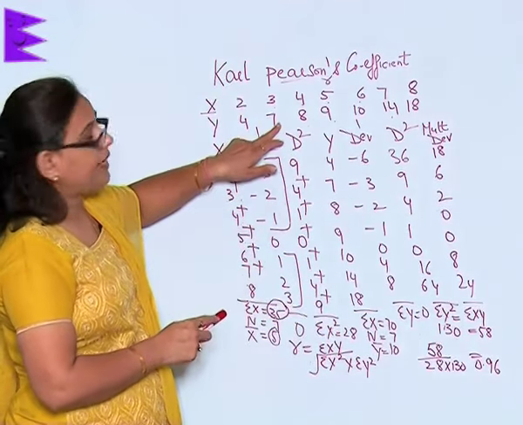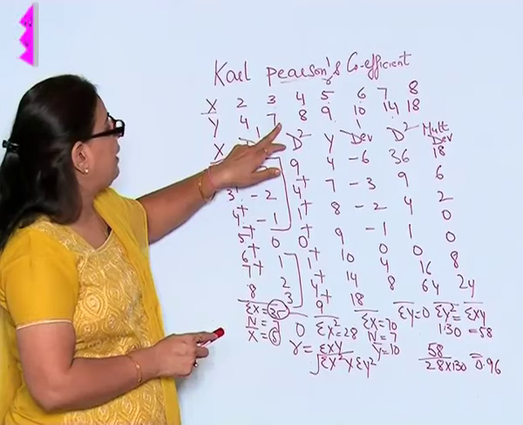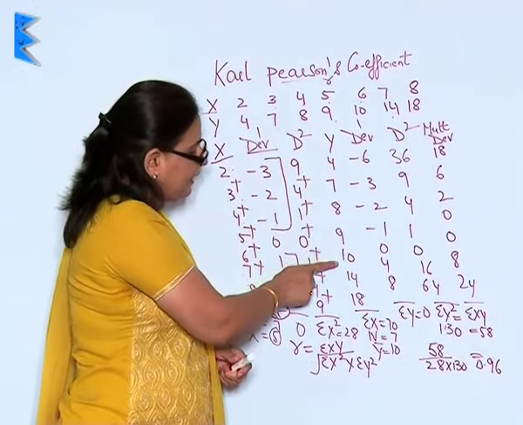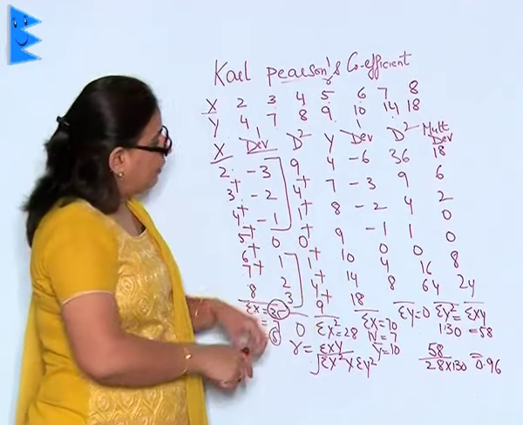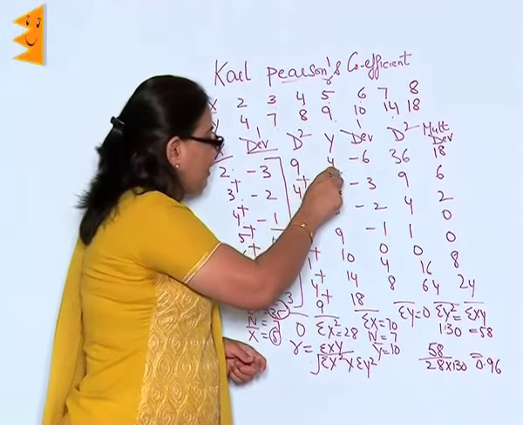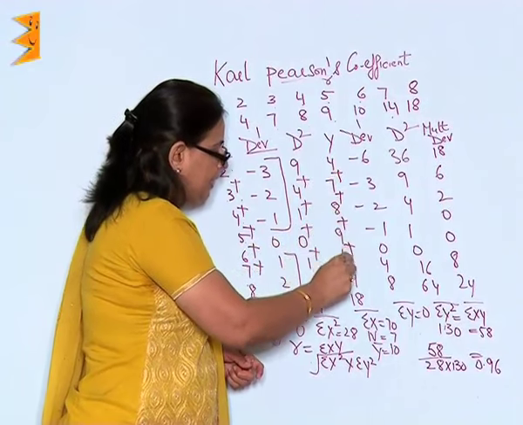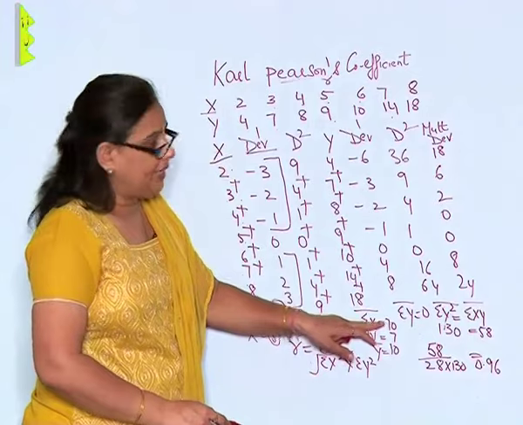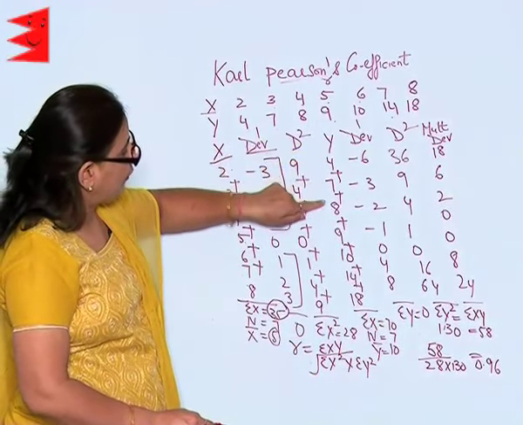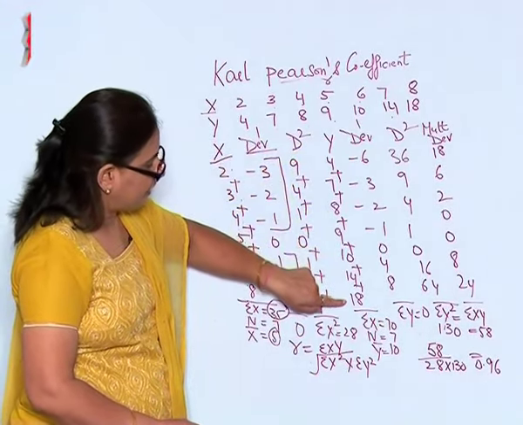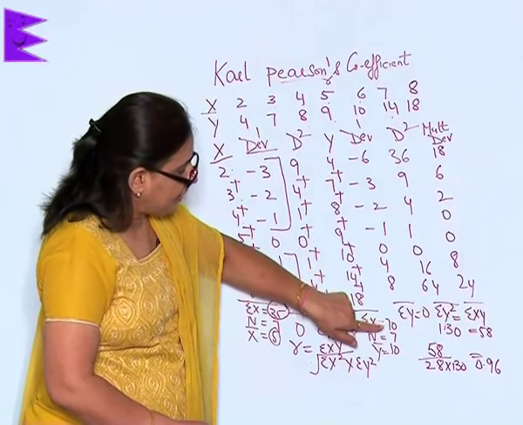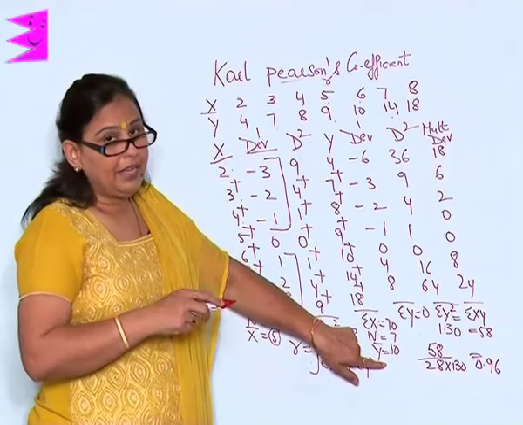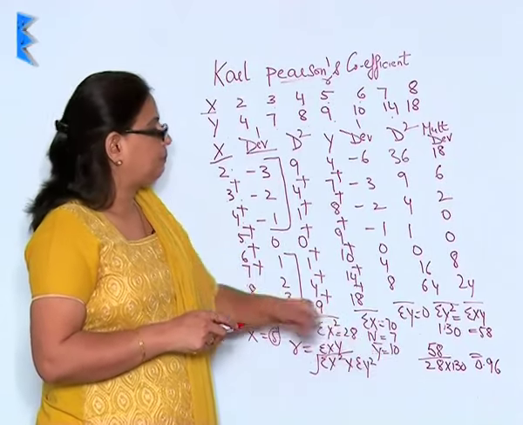Now the next that we have is y. In the y, the observations are 4, 7, 8, 9, 10, 14 and 18, which means when I add 4 plus 7 plus 8 plus 9 plus 10 plus 14 plus 18, the sigma y is 70 and the number of observations is 1, 2, 3, 4, 5, 6 and 7. So when I divide 70 by 7, it gives me the y bar, which is 10.